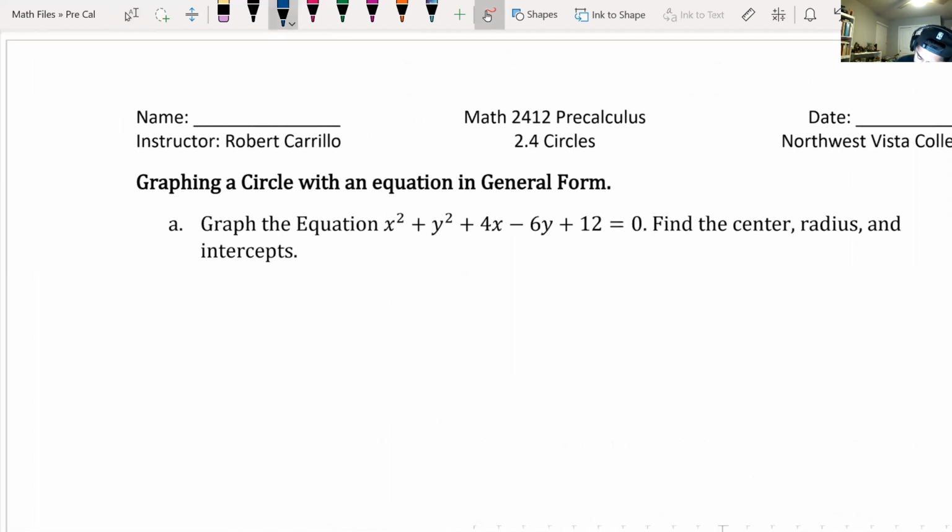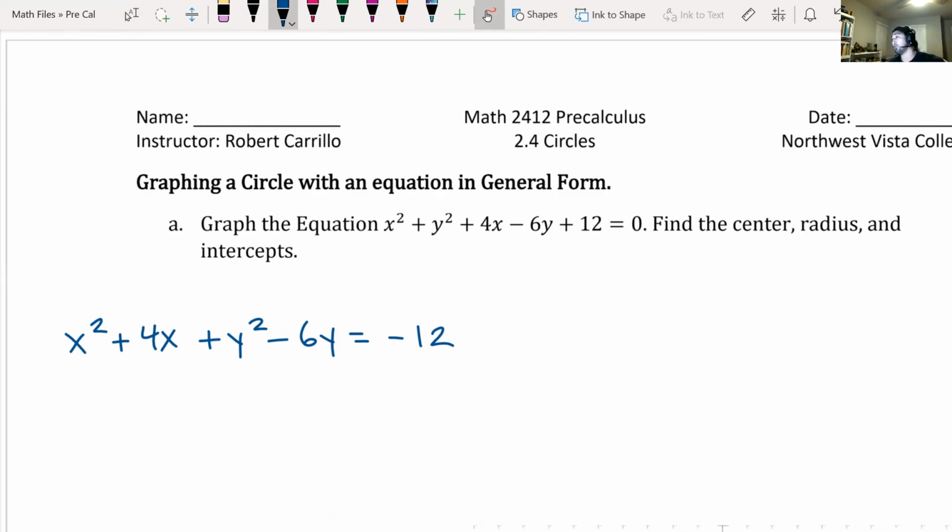So I'm going to rewrite this as x squared plus 4x, and then plus y squared minus 6y. And I'm going to move that 12 over to the right. So all I've done is put the like terms together: x squared with 4x, y squared with negative 6y, and move the constant of 12 over to the right.